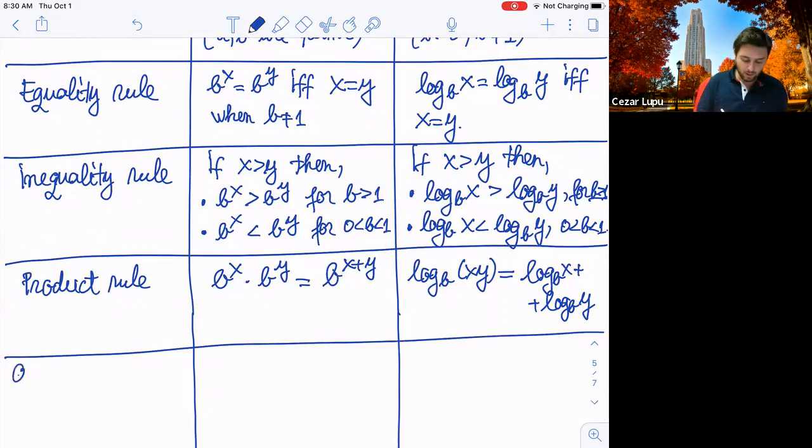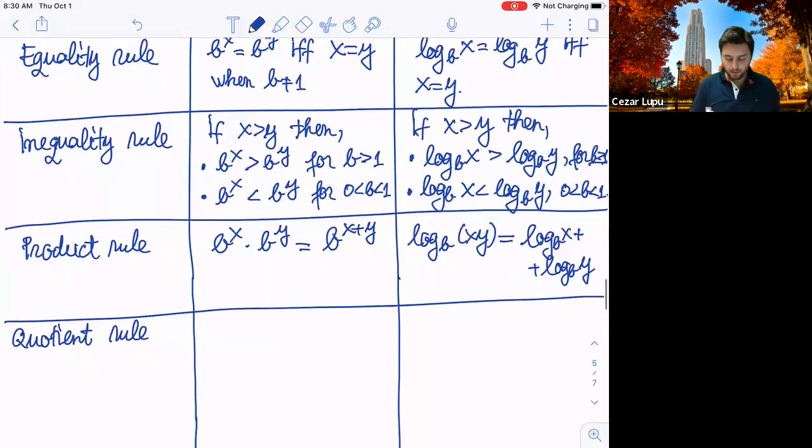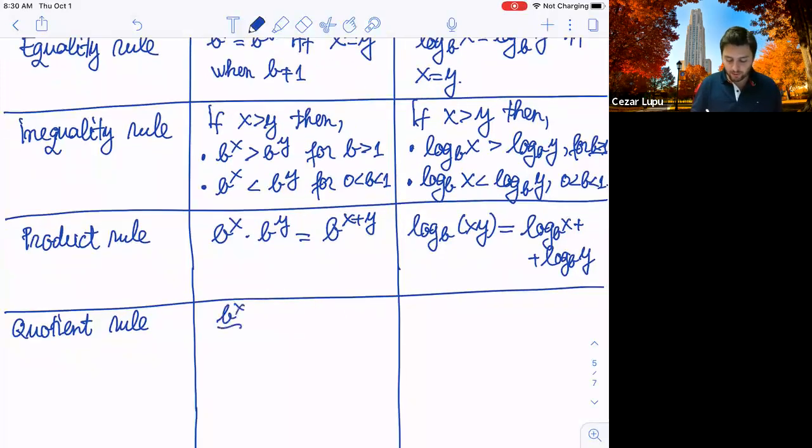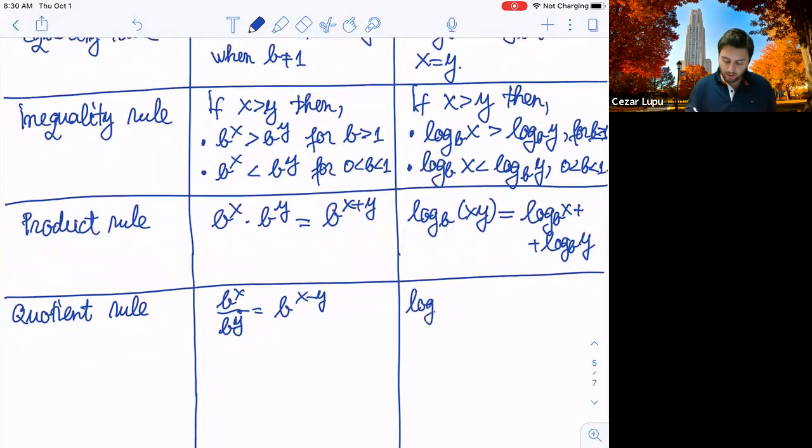Okay, now let's see what happens when we have the quotient rule. Well, here we'll divide two exponentials, so we'll have b to the x over b to the y. The base will stay the same, and we're going to subtract the exponents. So again, you already knew this rule from pre-calc. And as for the logarithms, we have the following: log in base b of x over y will be nothing else than just log in base b of x minus log in base b of y, right?